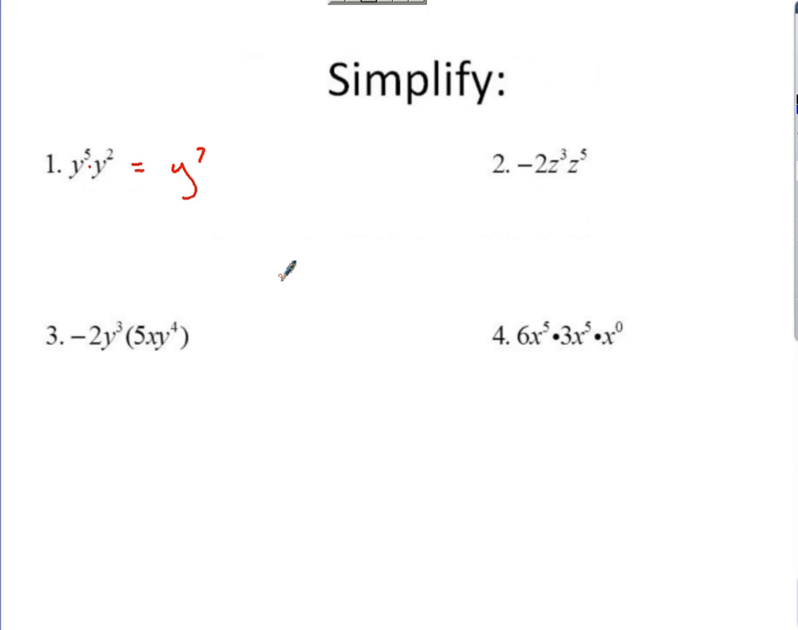Similar idea on number 2. We see negative 2z to the third times z to the fifth. So technically the negative 2 is being multiplied here as well. Since the negative 2 is being multiplied here as well, it's just coming along for the ride. Good rule to follow is keep that negative 2 in front. Then consider your like bases, these z's that we're working with. If you multiply those out, add your exponents, power is going to be 8.